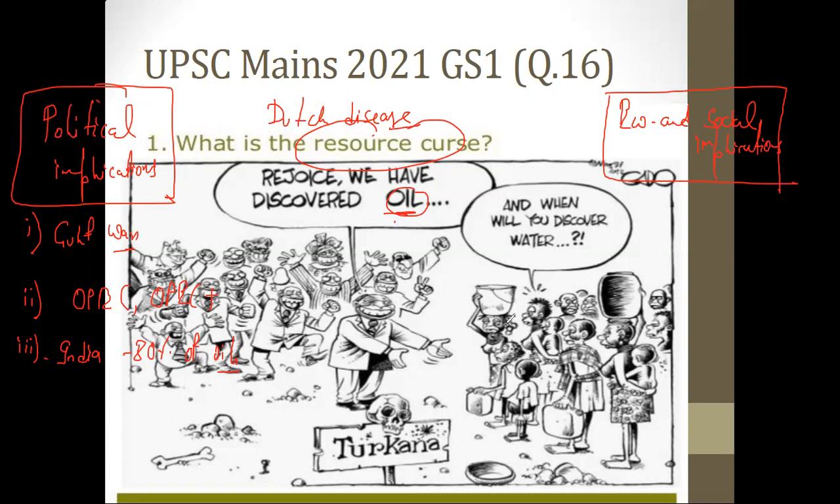So we'll talk about resource curse in just a moment. First thing, good point about economic and social implications. You do have job opportunities in these oil-rich countries. And that's why we have a huge diaspora. Job opportunities they do provide. And that's why in Western Asia, you will read diaspora. You have read diaspora when you're reading GS2 international relations. So you must have seen, we have a huge diaspora in Western Asia.